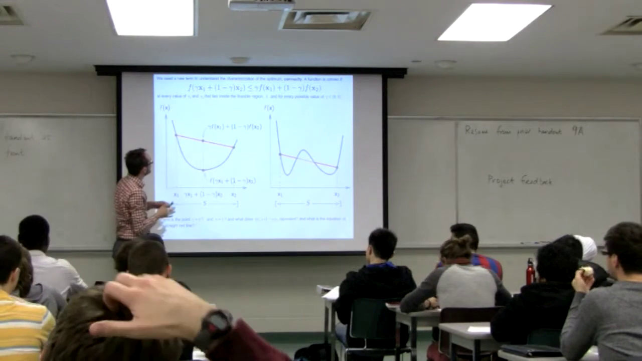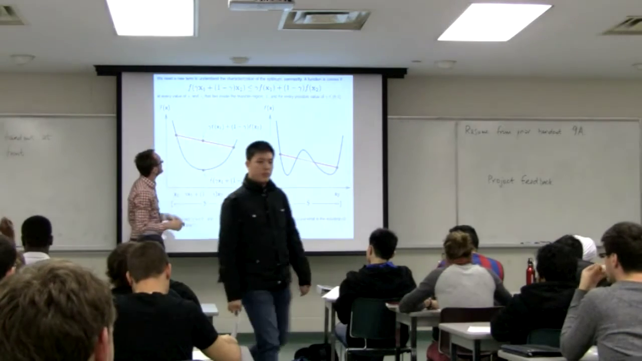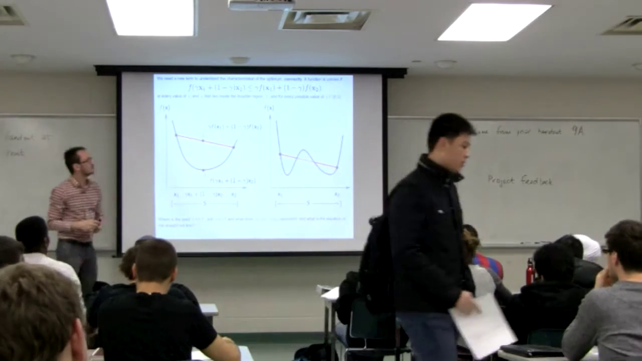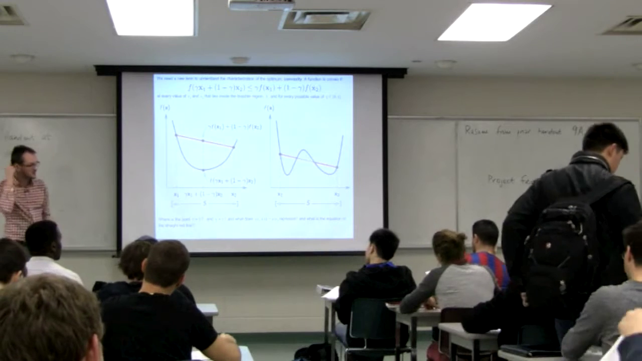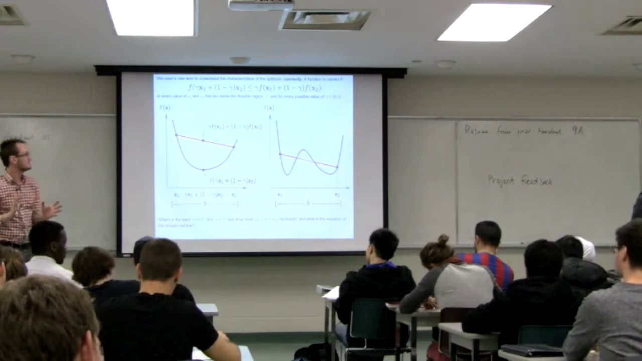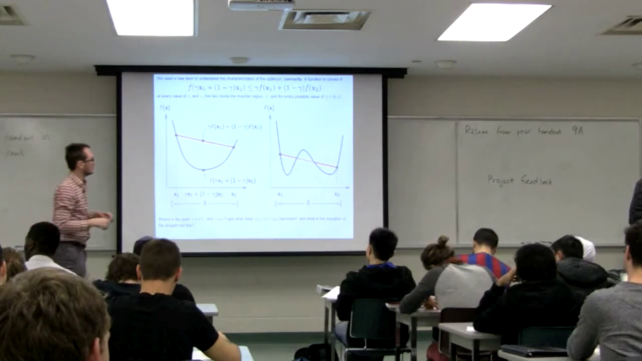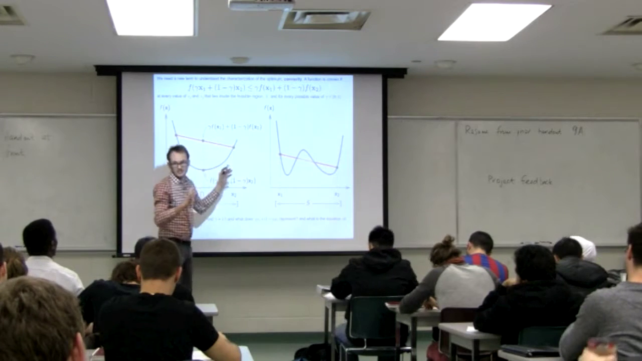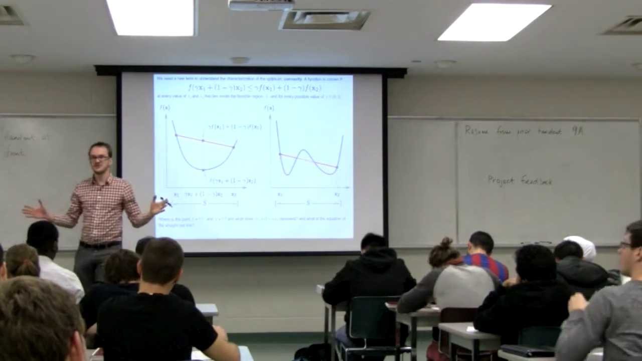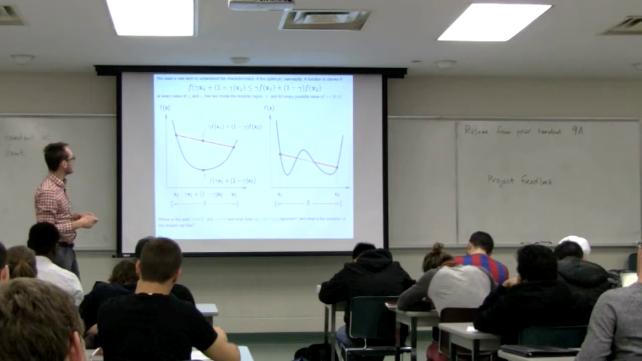Okay, so the blue line equation is this one here on the left-hand side. It says f of gamma x1 plus 1 minus gamma x2. Now, gamma is a number that ranges between 0 and 1. It's written for you over there. Let's take a look at the two extremes. Once we understand the two extremes, everything else falls in between. So gamma equals 0.